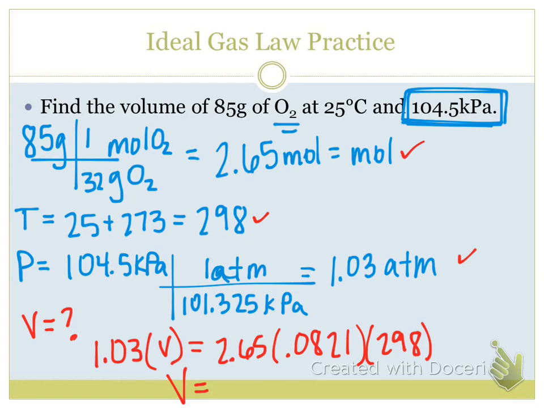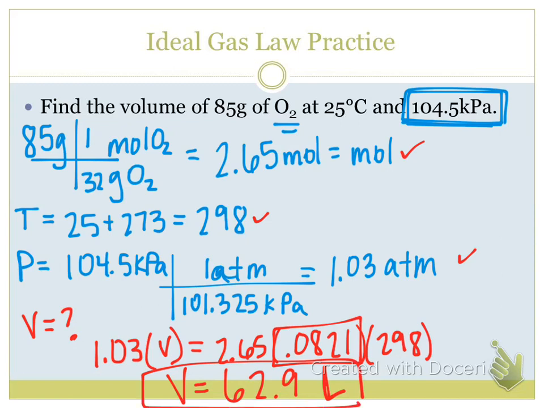Anybody have an answer already? What'd you have? Perfect. Around 62.9. I had 62.86, but that's just depending on if you rounded early or not. Is that about what we had? Somewhere in there? So would that be liters? That's right. Since we used this R value, our volume has to be liters. If you had chose to keep it in kilopascals and use the other R value, your answer would have been in decimeters cubed, which I just don't think is that applicable of a unit. We don't use it that often is what I'm saying. Questions about that one?